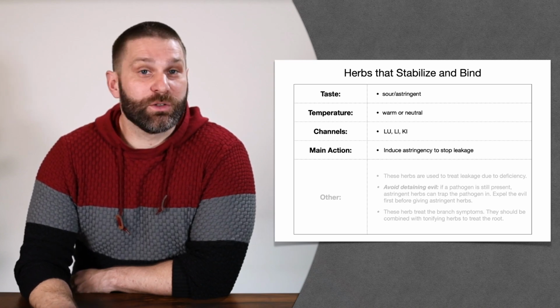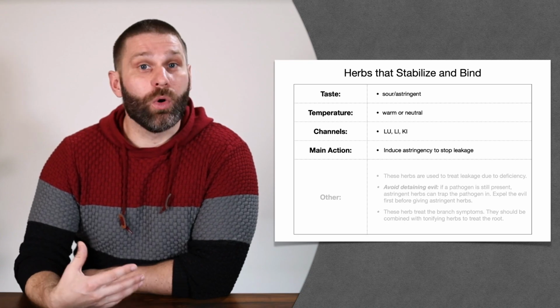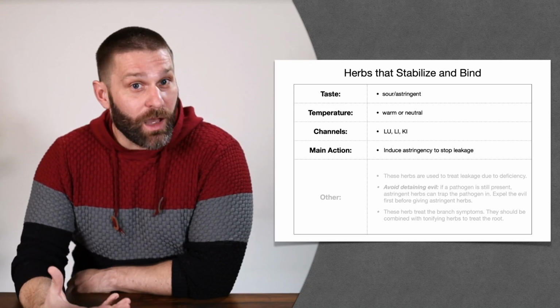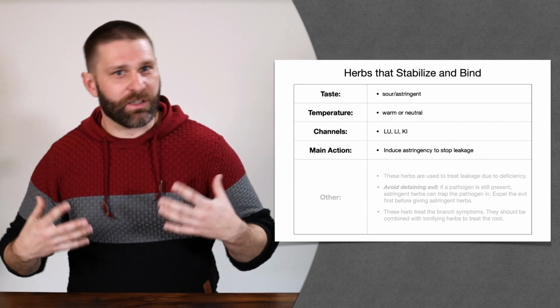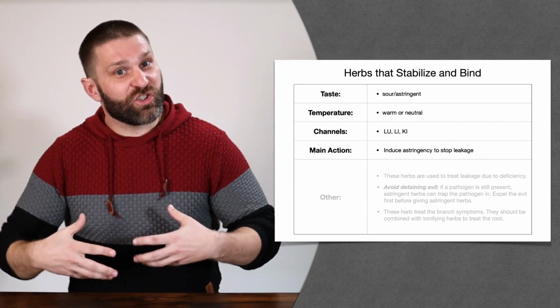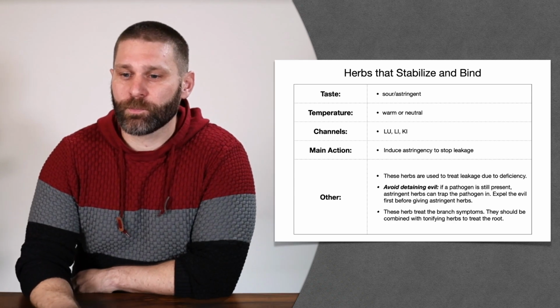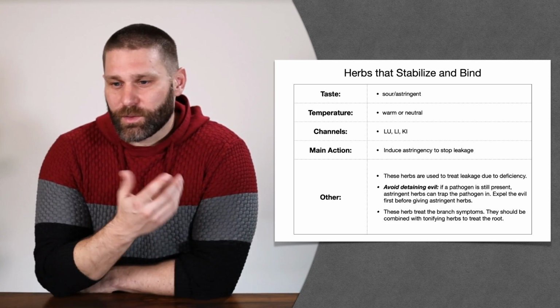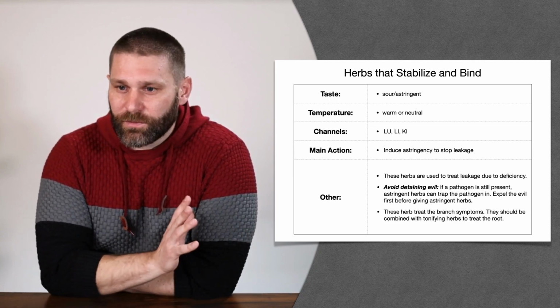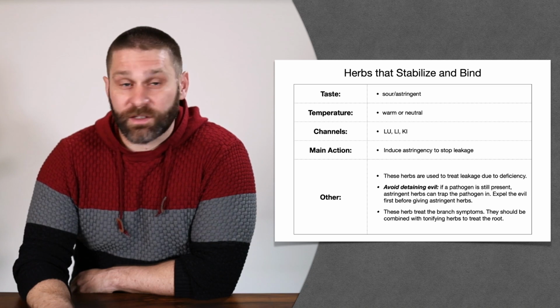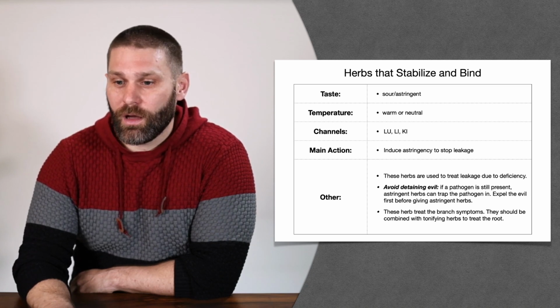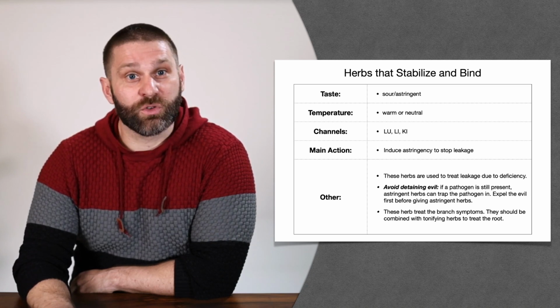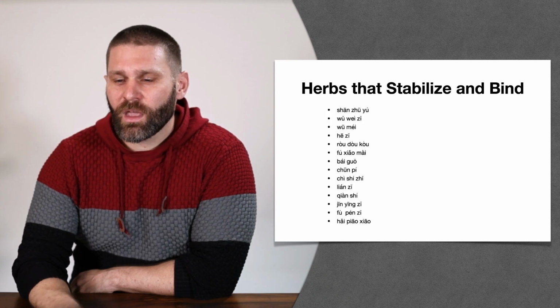And the main action is to induce astringency to stop leakage, or in Bensky terms, it would be stabilize and bind, things like stabilize the interior, bind up the large intestine, secure kidney essence, things like that. And some other things, like we said, these treat leakage due to deficiency, don't use them for excess conditions, and combine them with tonifying herbs to treat the root cause.